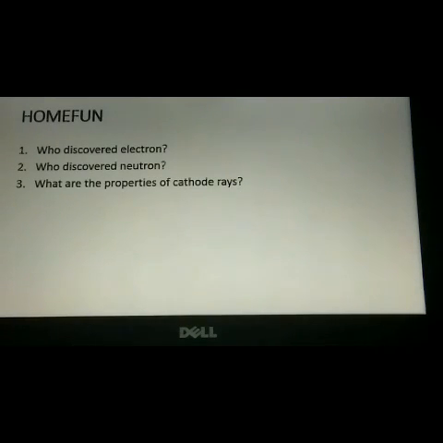And now let us move into today's home fun. Your first question, who discovered electron? Your second question, who discovered neutron? And the third question, what are all the properties of cathode rays?